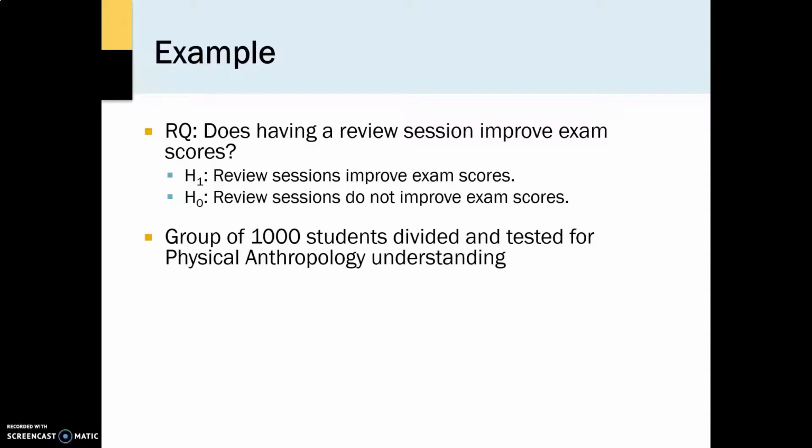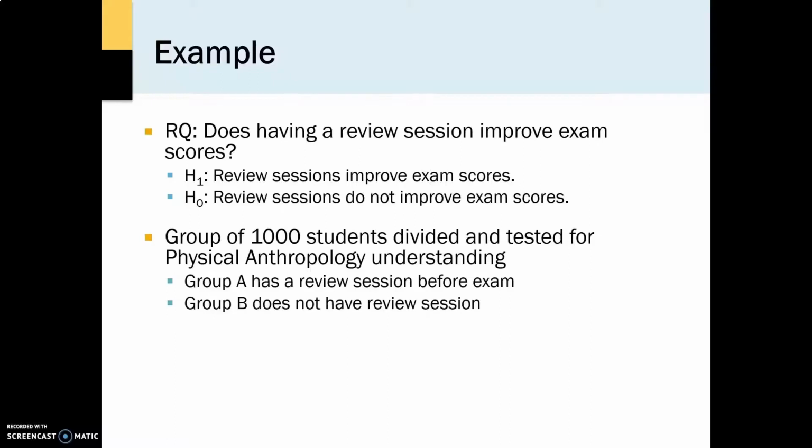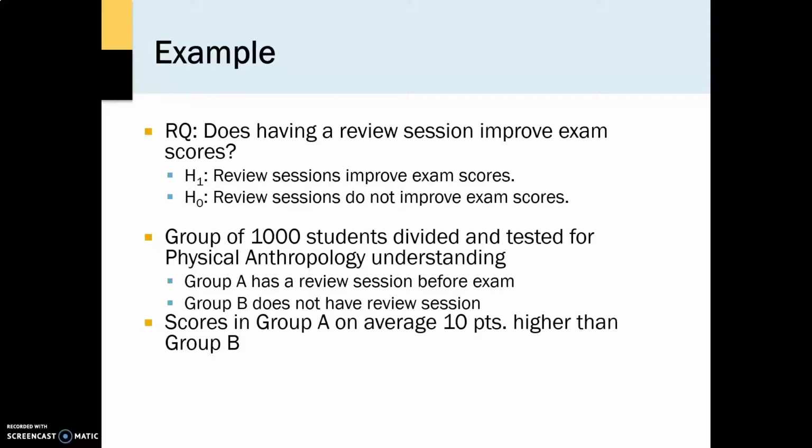You have a group of 1,000 students that are divided and they're tested for their physical anthropology understanding. And group A has a review session before the exam. Group B does not have a review session. The scores in group A on average are 10 points higher than the scores in group B.